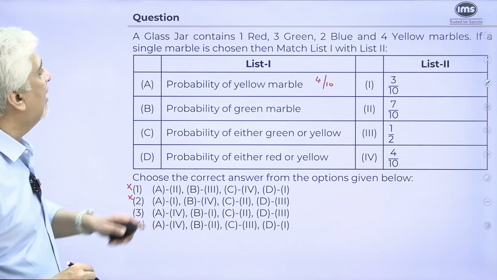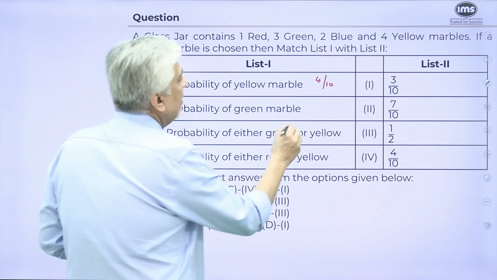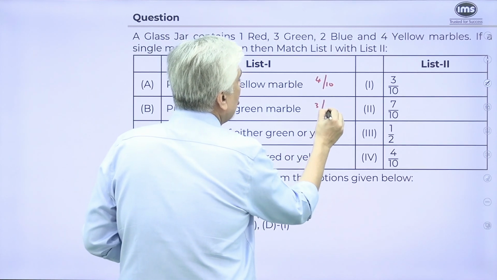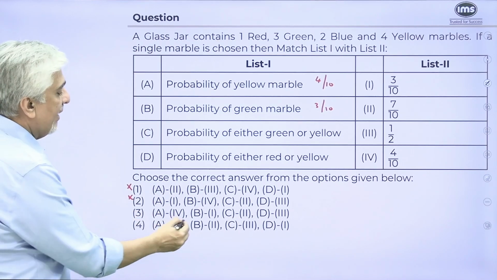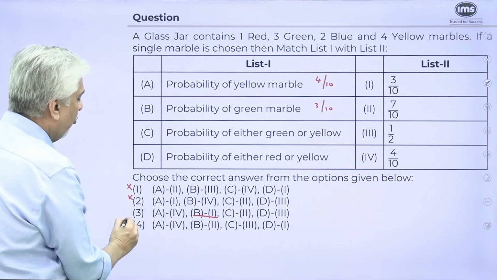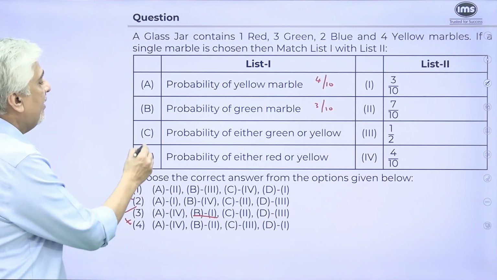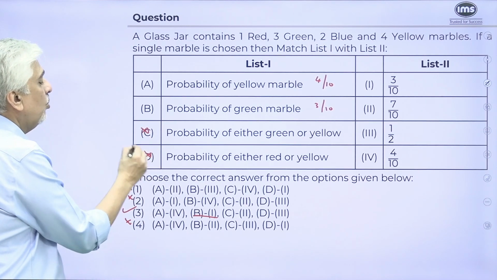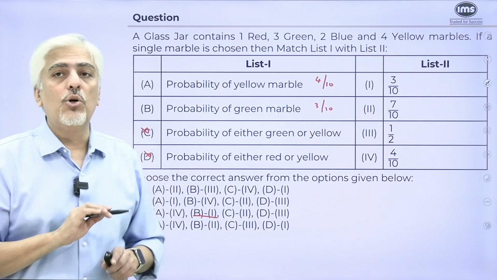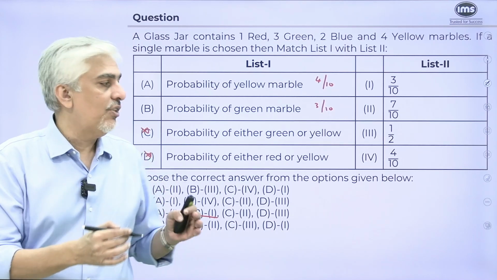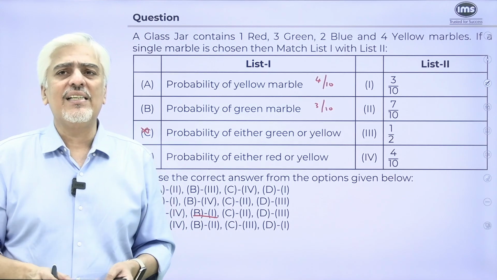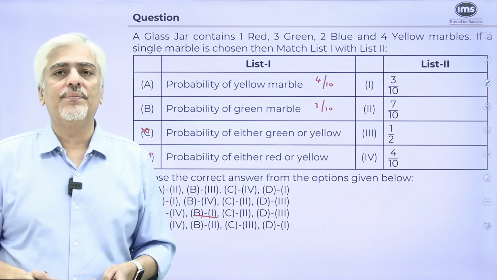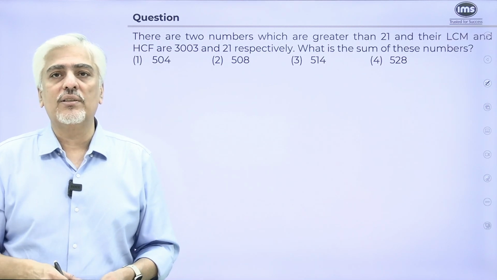Right? Probability of green marble. Green is 3. 3 out of 10. So B is matching with 1. B matching with 1 is satisfied only over here. So 4 is also out. I don't even need to check the other 2. If you're checking the other 2, it's a waste of time. Don't waste your time. You got 2 of them, based on which you were able to eliminate the options and get the answer pretty easily. I think you should have just done that. Let's look at the next question.